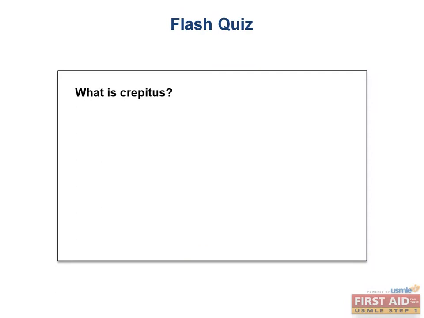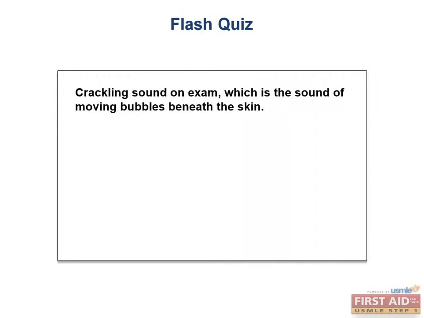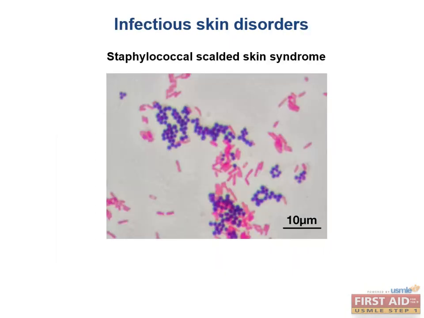So what's crepitus? It's a crackling sound on exam, which is the sound of moving bubbles beneath the skin. The next skin lesion is actually a syndrome called Staphylococcal scalded skin syndrome. Do you recall this syndrome from the infectious disease chapter?